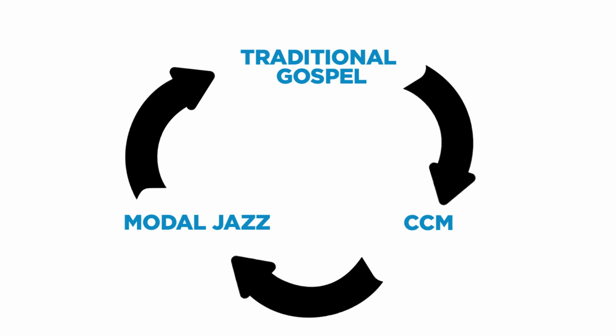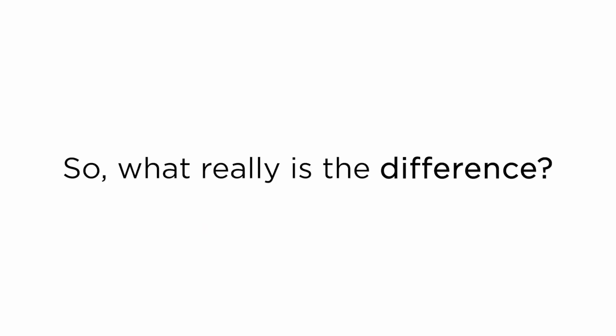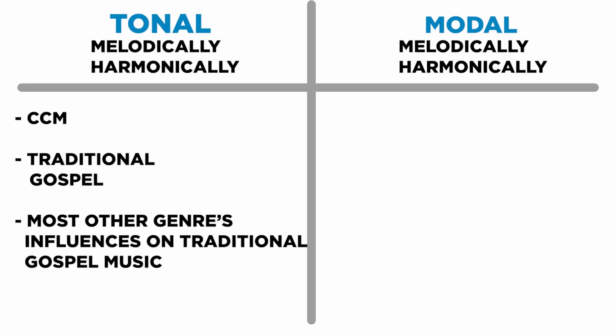Now, the key is to know the difference between all of these. So for example, we have our CCM, we have our traditional gospel progressions, we have our modal jazz chord progressions. Between those three, we're constantly going back and forth if you're going to play at church or play any kind of contemporary Christian music. CCM and traditional gospel hymns change melodically and harmonically, and they rely on a tonal center for the most part. So it does make sense to pay close attention to which key the song is being played in.